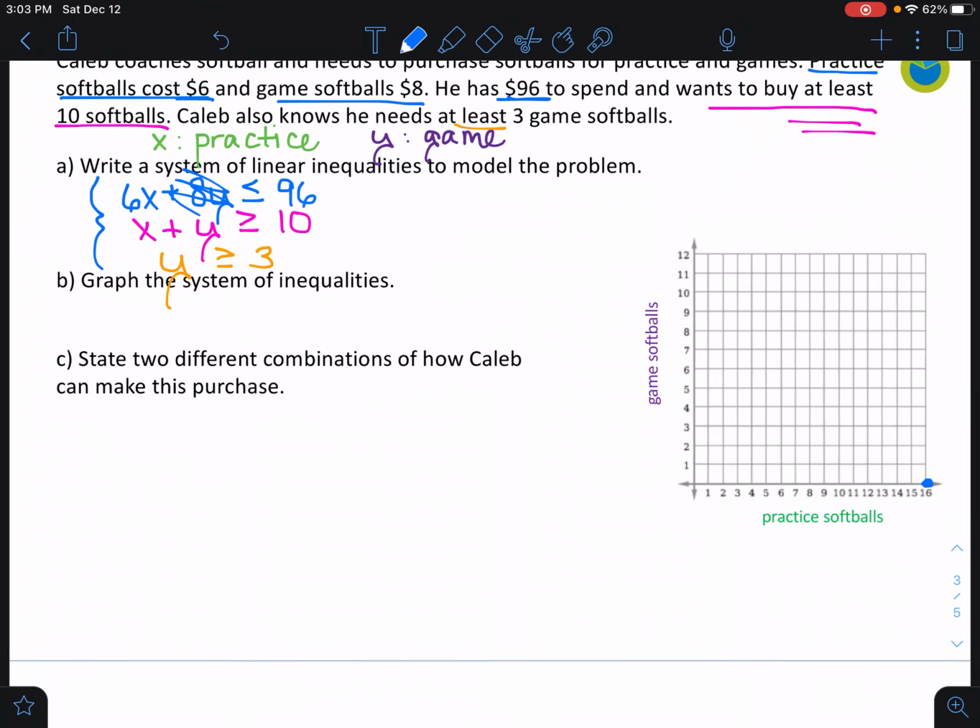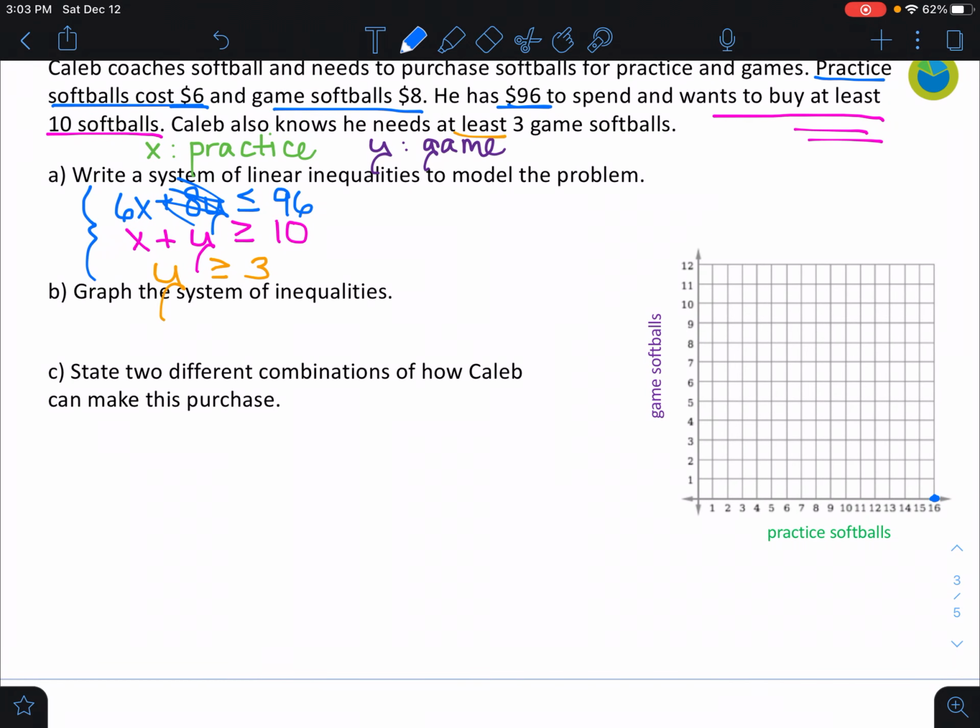So that's my x-intercept, okay? I guess I should do it this way. Now next I'm going to cover up this right here and do my y-intercept. So if I do that, 96 divided by 8, that's going to give me 12. Okay, so on the y-axis, which is game softballs, I'm going to put a dot at 12. Now I've got my two intercepts, so I can draw my line between these two points.